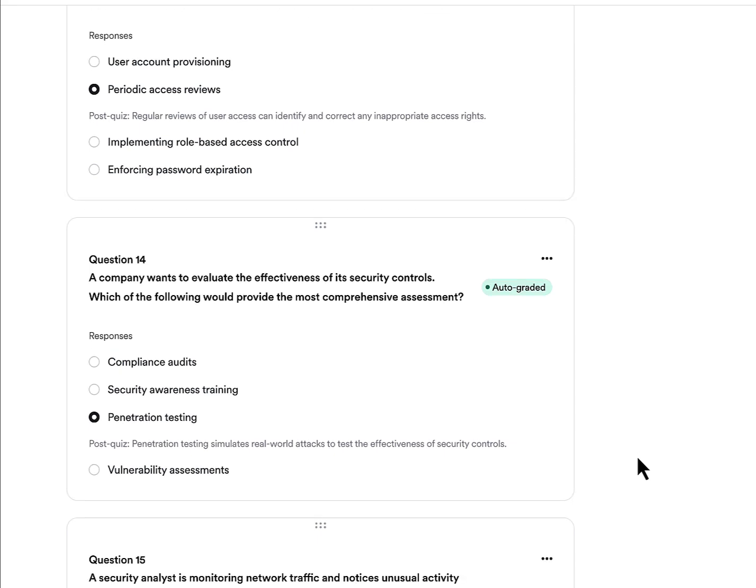Question 14. A company wants to evaluate the effectiveness of its security controls. Which of the following would provide the most comprehensive assessment? A, compliance audits. B, security awareness training. C, penetration testing. Or D, vulnerability assessments. They want to evaluate the effectiveness of their security controls. Which would provide the most comprehensive assessment?